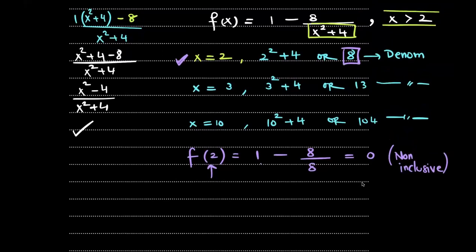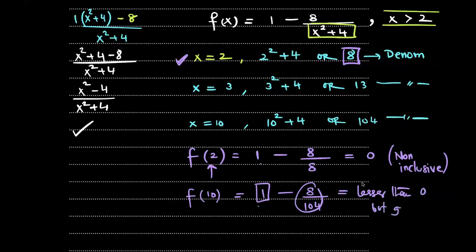Now, if I keep on increasing this value, what will happen? Let me plug in a big value. Let's say I plug in 10. So this is 1 minus 8 over 104. So now this value will be lesser than 1. Actually, this is 1. This would be something lesser. So this is greater than 0, but it will be less than 1.